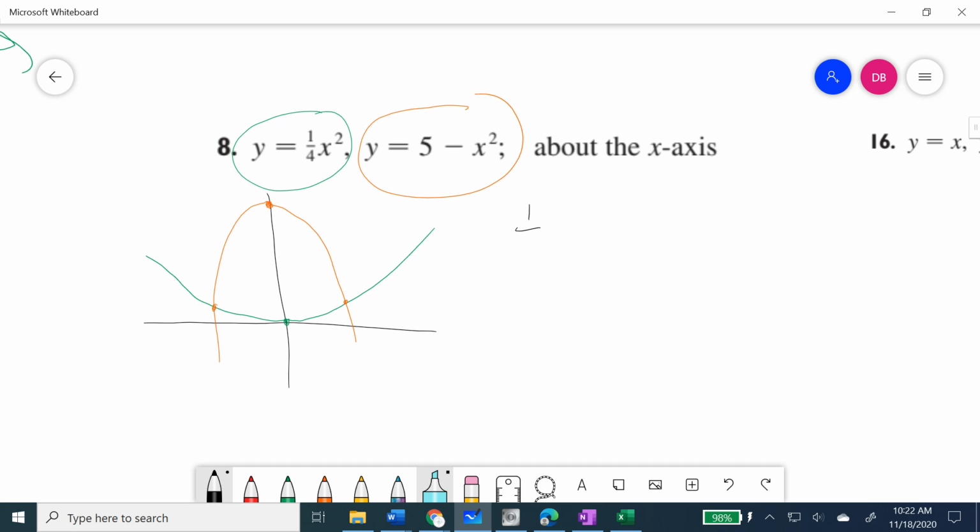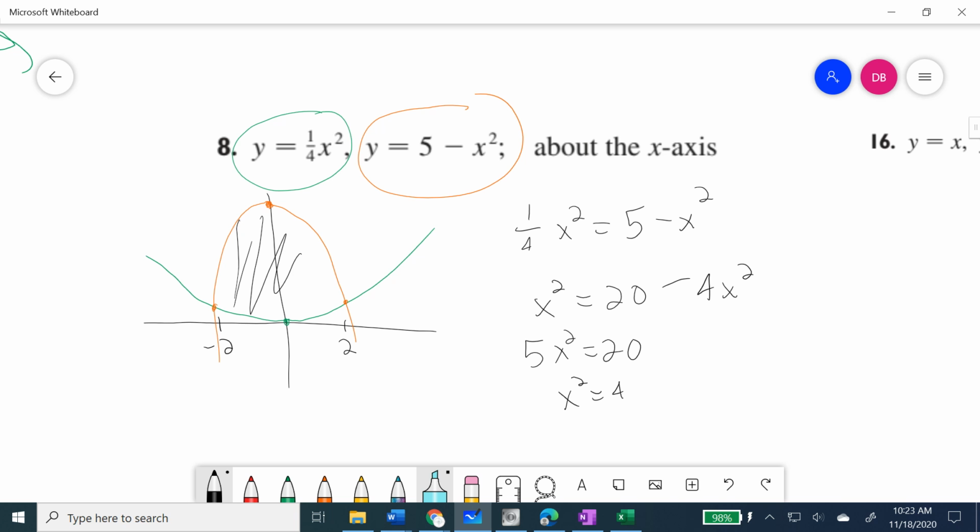And without a calculator, though, you need to set them equal to each other. If you're planning on taking the AP test, you need to make sure that you know how to do this without a calculator. I'm going to get out of fraction land by multiplying 4 all the way through. And now I'm going to get 5x squared equals 20. So I'm getting that my intersection points are plus or minus root 2. So this region is rotated about the x-axis.